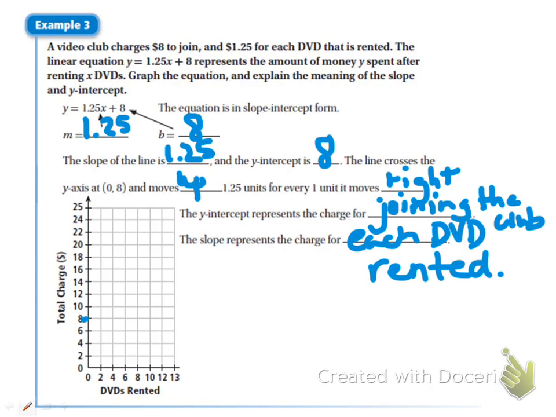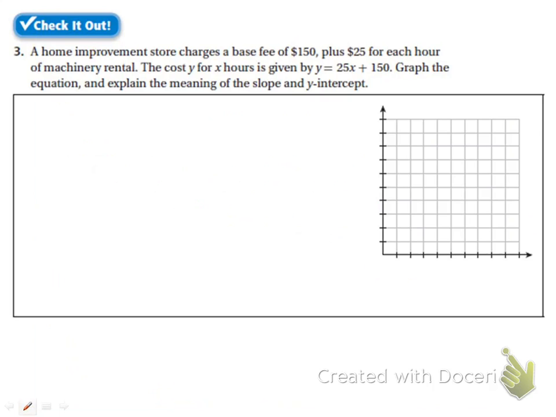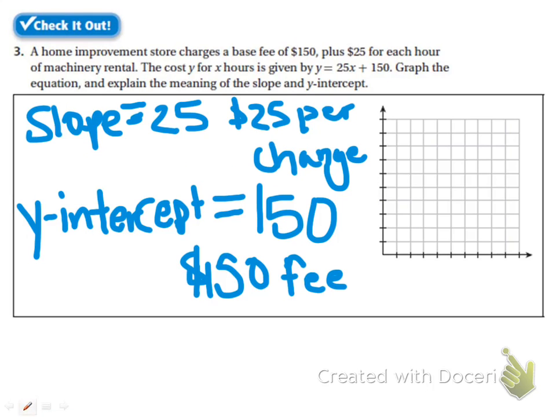So if I were to plot this, I would plot 0, 8, 2, 4, 5, and so on. And when you plot this, your line should be going up like so. Now I can't draw an arrow on the other side because obviously we can't have less than 0 DVDs. That does not make sense. Okay, I'd like you to check it out number 3 on your own. Please pause the video. Okay, number 3, you should have a slope of 25 and a y-intercept of 150. And when you graph this, it should look like this.